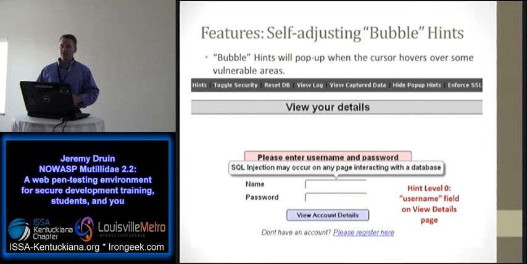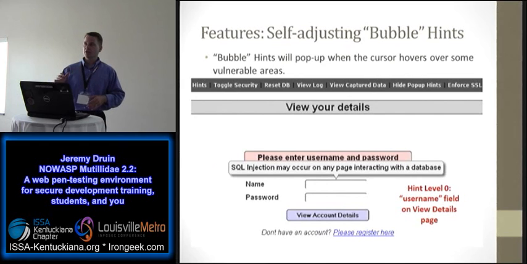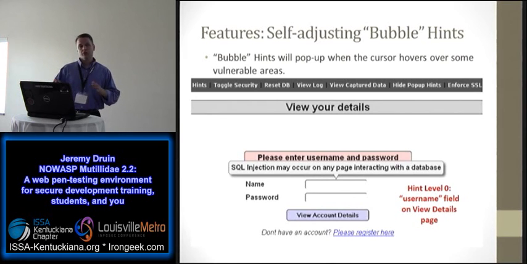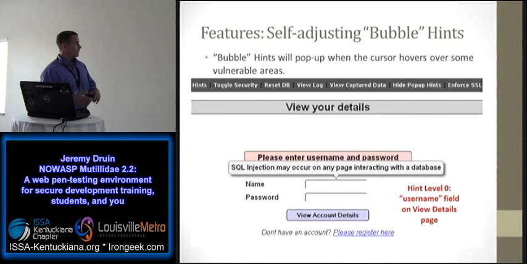There's bubble hints that have been added to the system recently. And the way these work is when the mouse hovers over an area on the screen that has a vulnerability to it, usually like an input field or a button of some kind, someplace that you can interact with, a hint will pop up that matches the hint level of the system. So by default, hint level 0, you're just going to get a pop-up. In this case, this one's about SQL injection on this particular field on this particular page, and it just tells you that this field might be vulnerable to SQL injection.